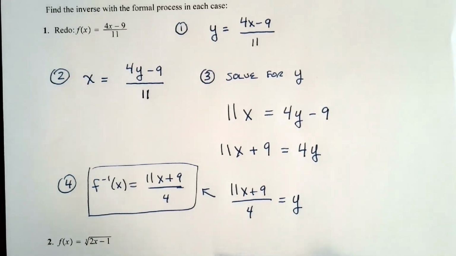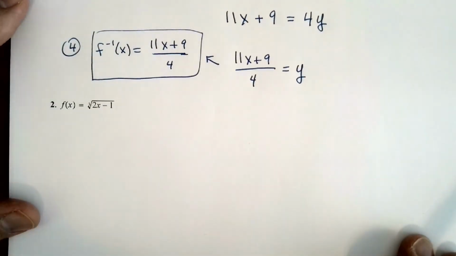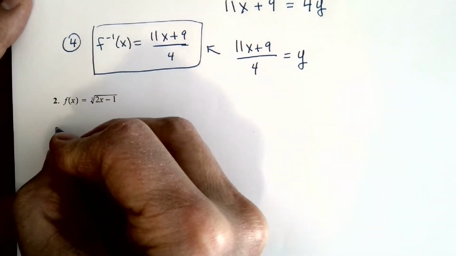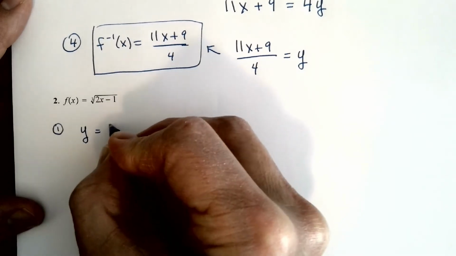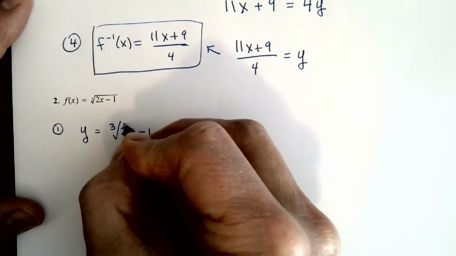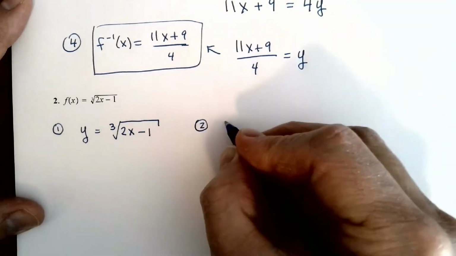And so let's do that with a few more examples. So number 2, what do we do first? We set y equal to f of x. And that's the cube root of 2x minus 1. Okay. Number 2, I'm going to interchange the values of x and y.